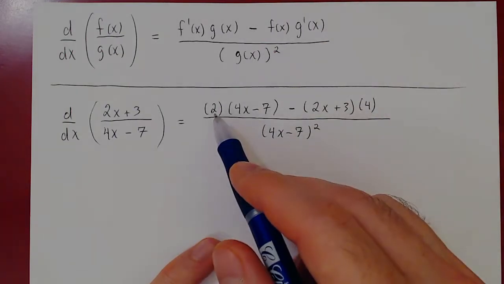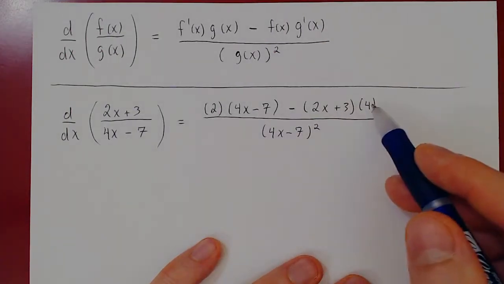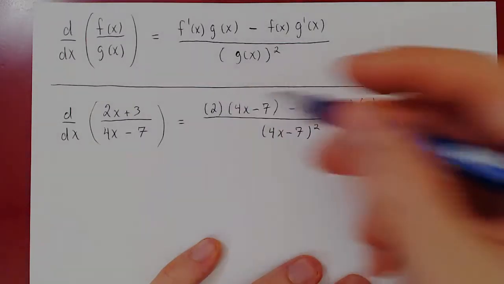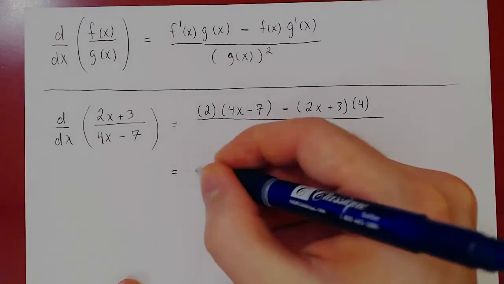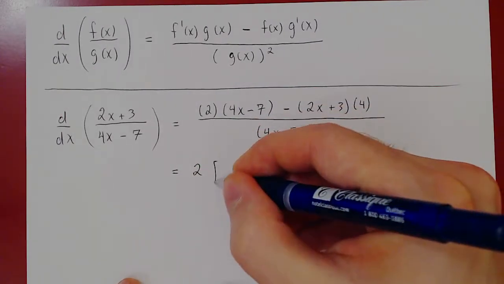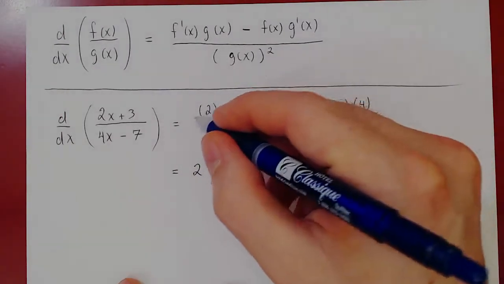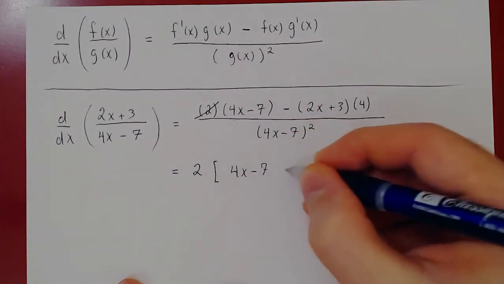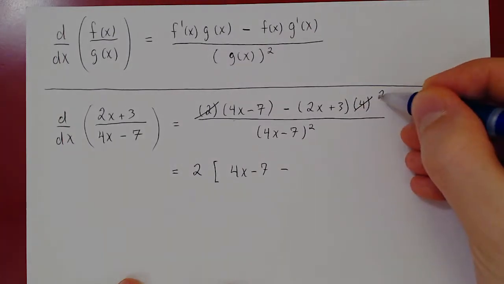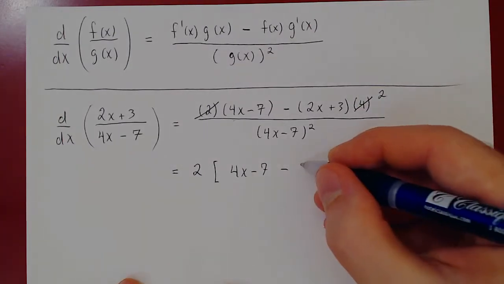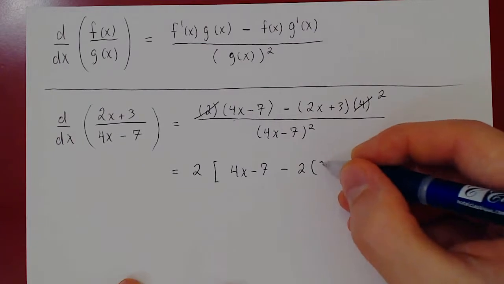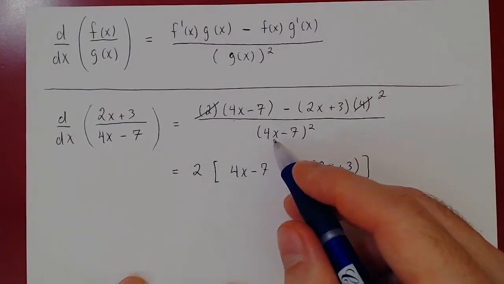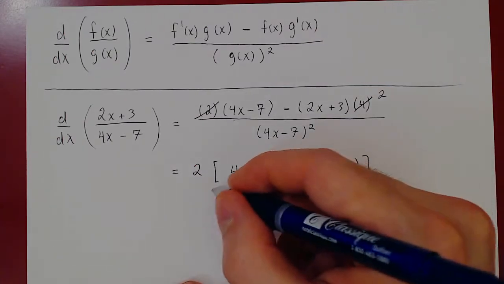So if you look here on the numerator, we have a difference of two terms. Before multiplying out this by 2 and this by 4, we can factor. It's not much, but we can factor a 2. So let's do so. We'll have 2 times 4x minus 7, minus, factor 2 from 4, and you're left with a 2. So minus 2 times 2x plus 3, all over the square of 4x minus 7.